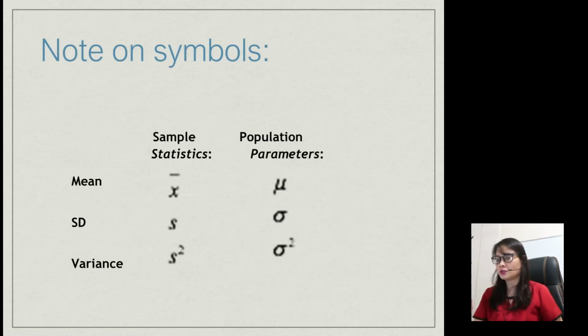Note the symbols. Mean: x bar for the sample, and mu for the population. Standard deviation: S for the sample, and sigma for the population. Variance: S squared for the sample, and sigma squared for the population. So please take note of this.